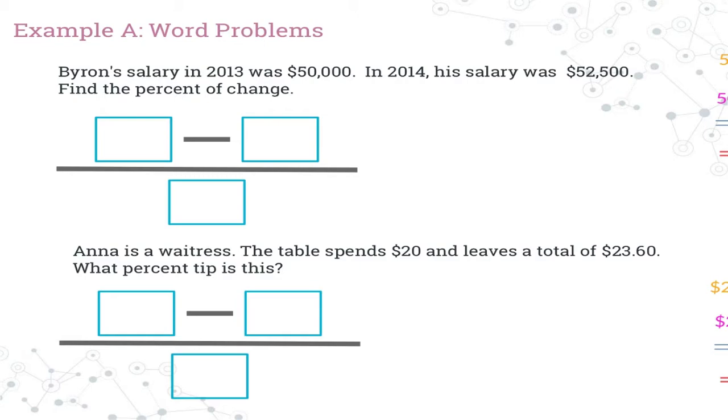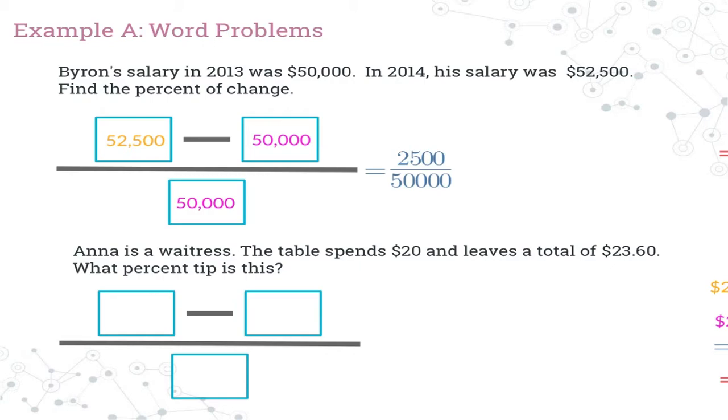So remember, we're going to use our formula, new minus old divided by old. So our new amount in this case is $52,500, because that's how much he's getting paid in 2014, which is after 2013, so that makes it the new year. His old amount is $50,000, so we're going to go ahead and take our $50,000 and put that in the top and the bottom for our old amount. Then we're going to do some subtraction first. 52,500 minus 50,000 is going to give us 2,500, and 50,000 doesn't have anything to do, so we're going to just drag that over. So now we have 2,500 divided by 50,000.